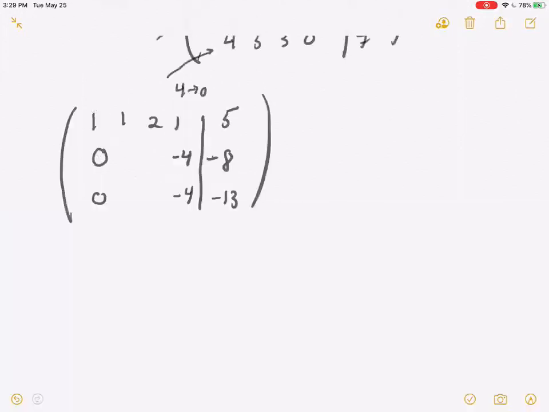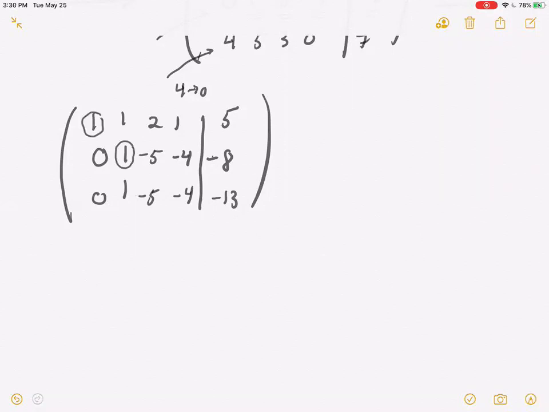So this is 1, 1, and this is -5, -5. Okay, so what I would like to do next is recognize that this leading one is to the right of this one, so that's okay.